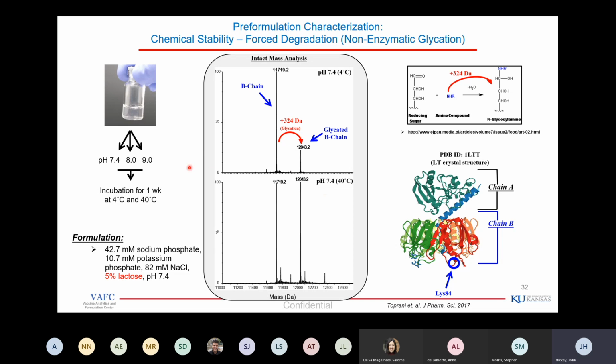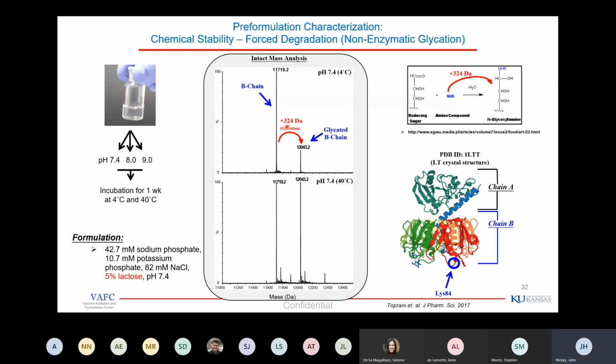So in terms of glycation or chemical modifications, we essentially performed a similar study, but instead of looking at deamidation, we looked at glycosylation. I should note that the current formulation contains 5% lactose, which is a reducing sugar. And so after either time or temperature or pH, a typical Maillard reaction will occur where we have a non-enzymatic glycation.